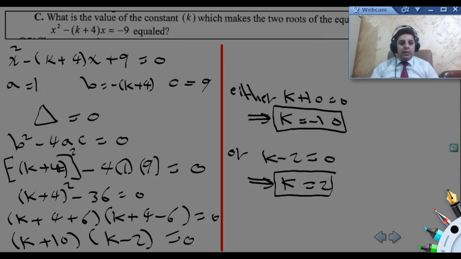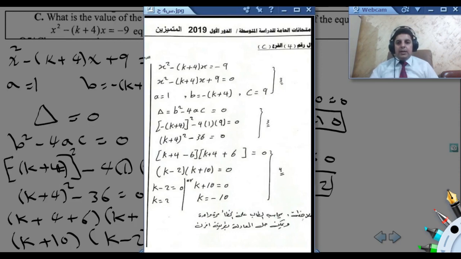Look at the typical answer and look at the division of degrees. This is a step and this is a step, and A, B, C has 3 degrees. Use the rule of difference between two squares, 3 degrees, and this step to find the value of k has 4 degrees, then 10 degrees. That is the typical answer.